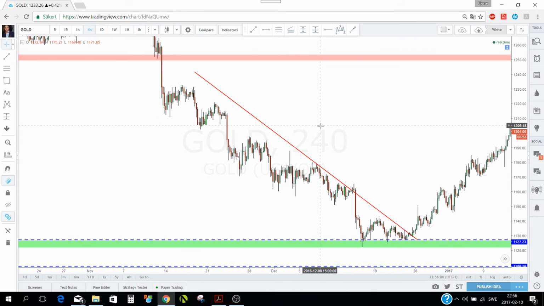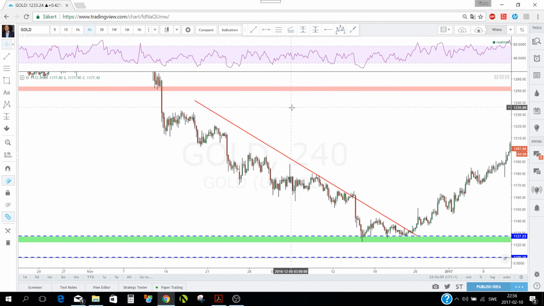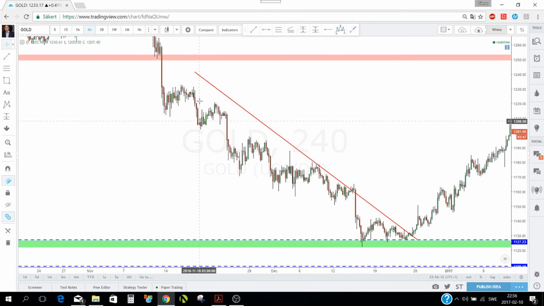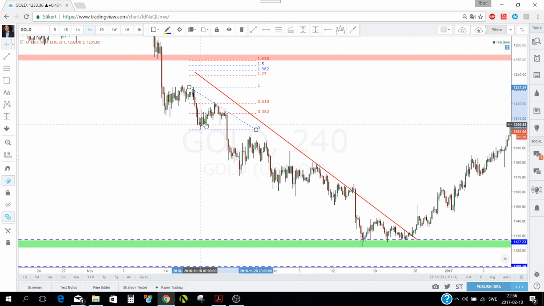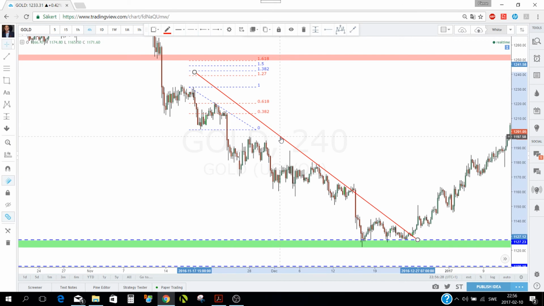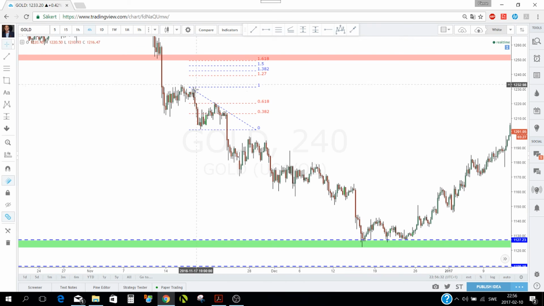So let's say we have this move here, this leg from here to here, you draw your Fibonacci retracement tool from this last swing high to the last swing low, and as you see here also, price, let me move this trend line, price did a retracement to the 61.8, or the 0.618 Fibonacci retracement, and price kept going down after it.